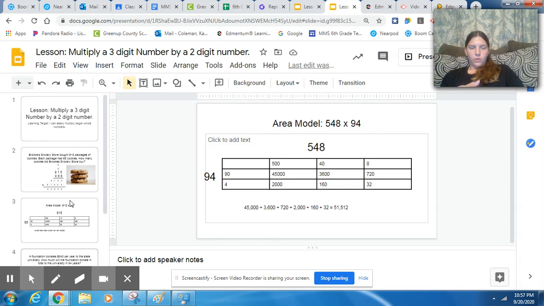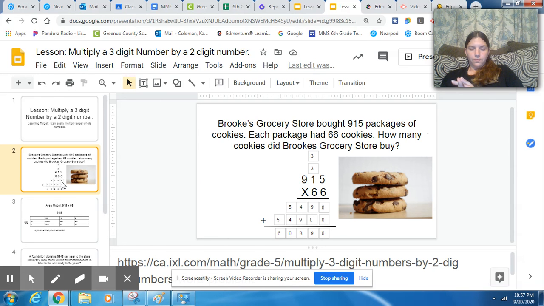Tomorrow you're going to be doing boom cards to practice this, and the boom cards are set up like the standard algorithm, and you would do it just like I did in this practice. Otherwise, if you don't want to use this algorithm, you can just put your answer down there at the bottom and then send me a picture of your work.